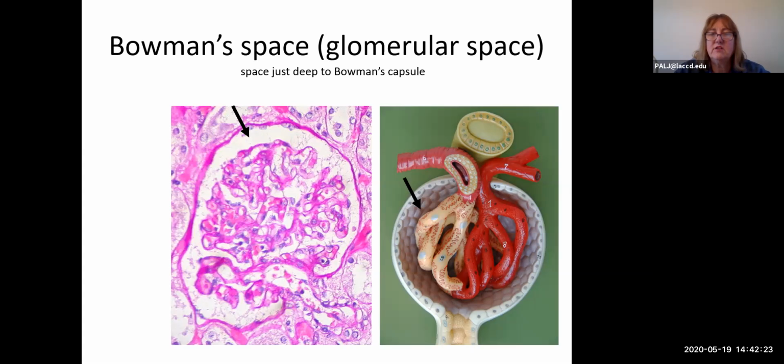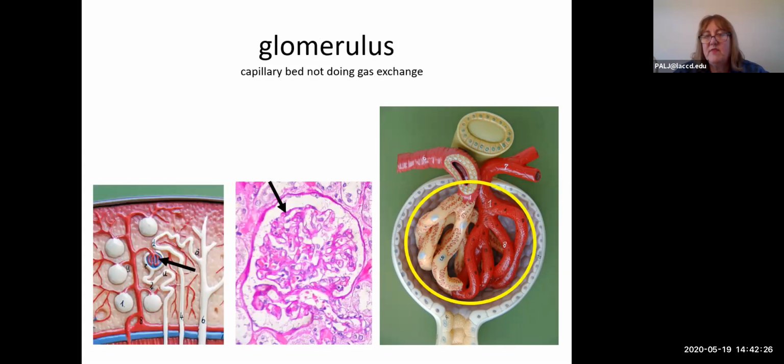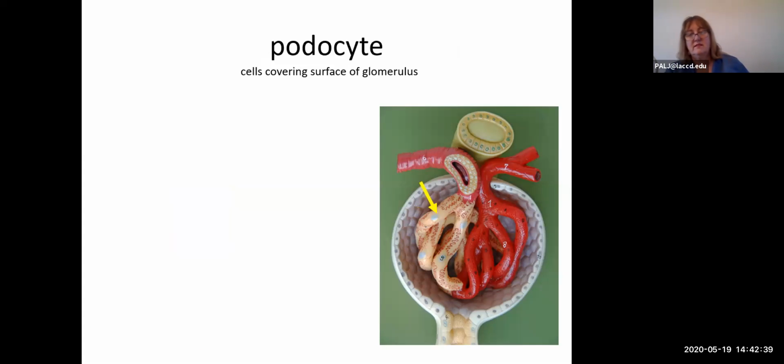And then, as alluded to previously, the name of that tangle of blood vessels is the glomerulus. And this is the capillary bed that is not doing gas exchange. So it has an afferent arteriole with granular cells bringing blood into the glomerulus. And then the glomerulus is covered with these specialized cells that have all these little toe interdigitations, like fingers going together like this. And so those cells are called podocytes.